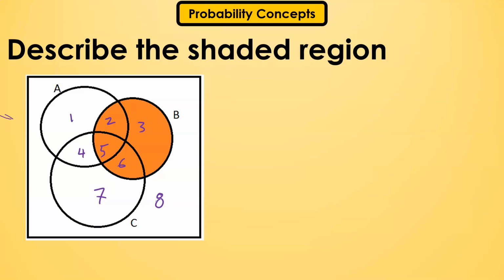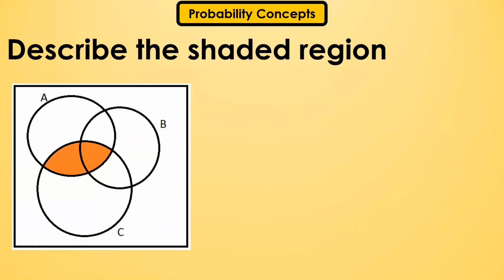And if we quickly look, that 2, 5, 6, and 3, that's B. So this must be the probability of B. Okay, this one again, number all the sections, 1, 2, 3, 4, 5, 6, 7, 8. We've got 4 and 5. So that's quite easy to see that that's the intersection of A and C.